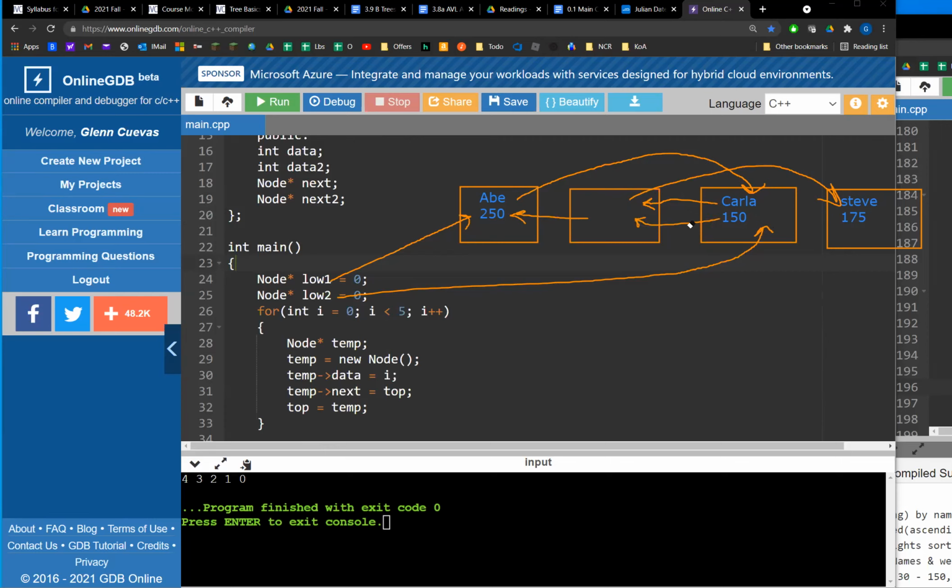Poor Doug. It's casualties of war. I'll have to put him back in there. I guess his box was just too big. All right. So the 150 goes to 175. 175 goes to 200.